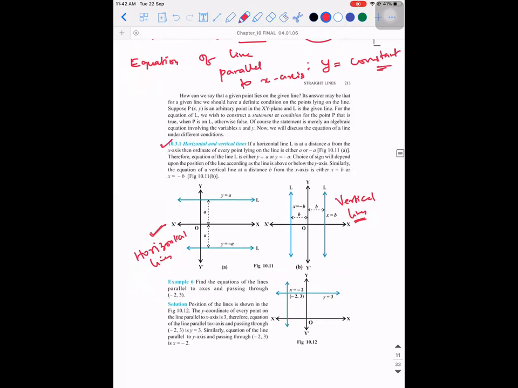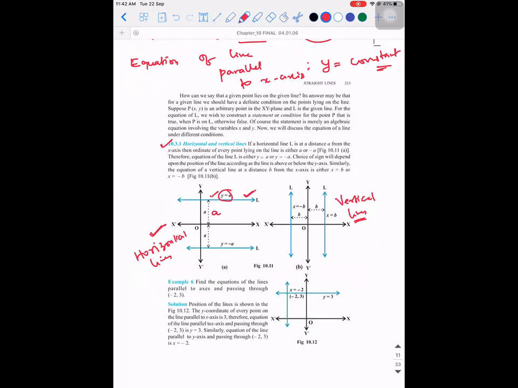Let's say this blue color line is there. This blue color line, let's say it is at a distance a from the x-axis, above it. Then what will be the value of the constant? The constant will be the distance. So y is equal to a is the equation of the blue color line, which is written here.